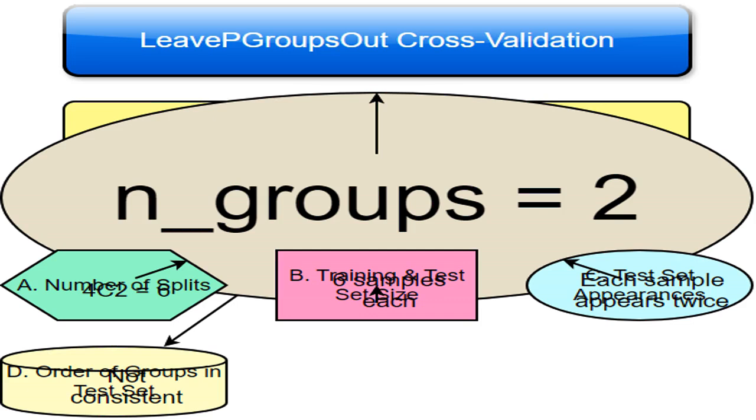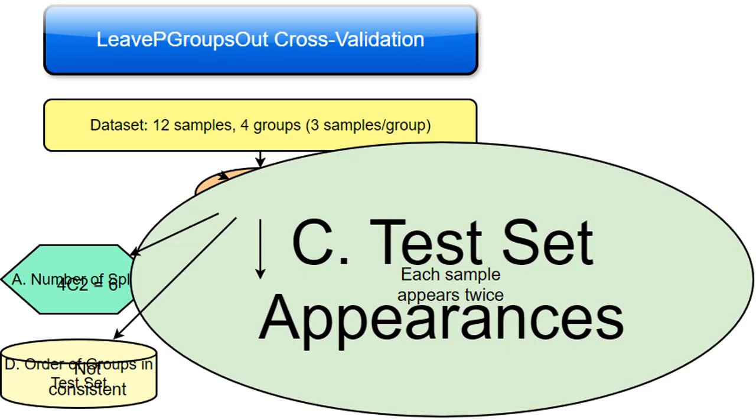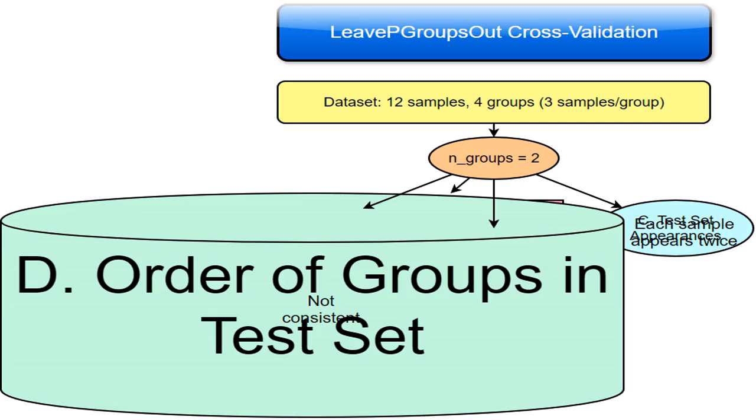This means the number of combinations when selecting 2 items out of 4. This equals 6. Because I'm leaving out all samples within the groups, each of my 12 samples will end up in the test set exactly twice during this whole cross-validation process. Every one of my 12 samples shows up in the test set exactly twice across all 6 splits.